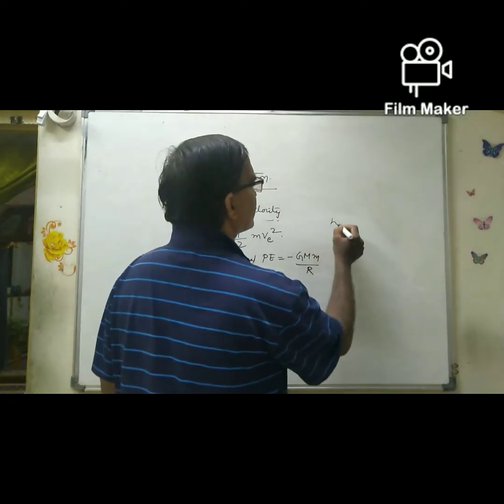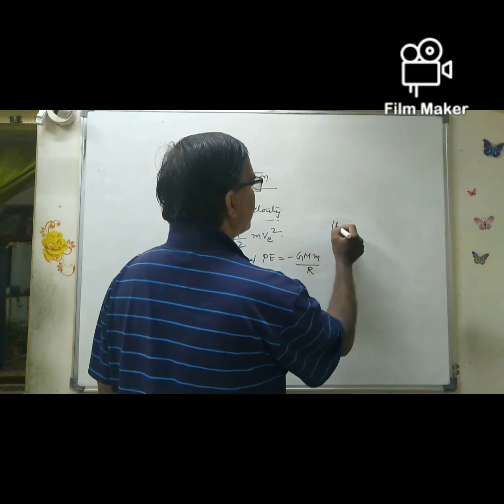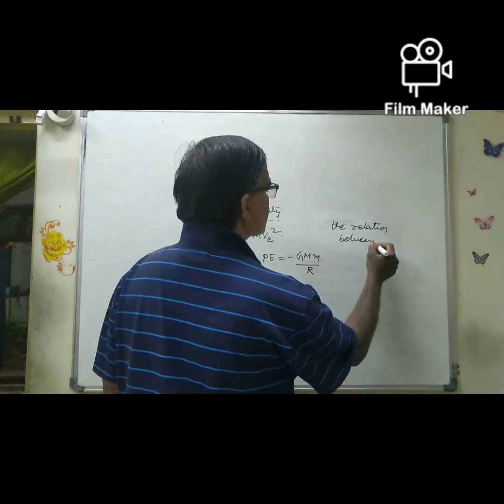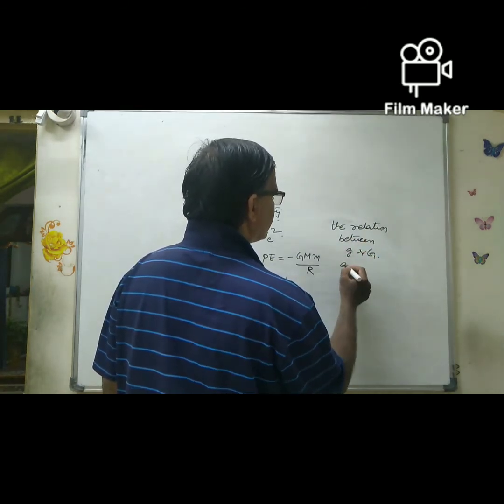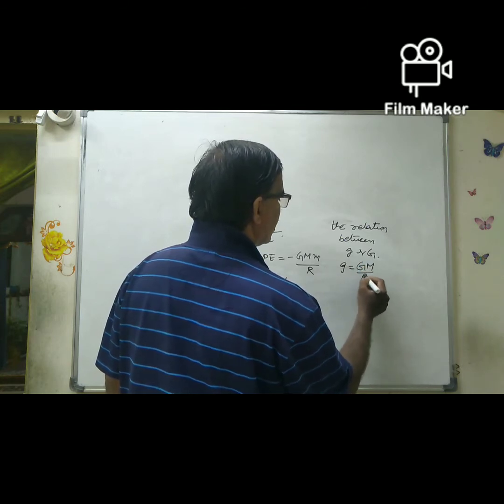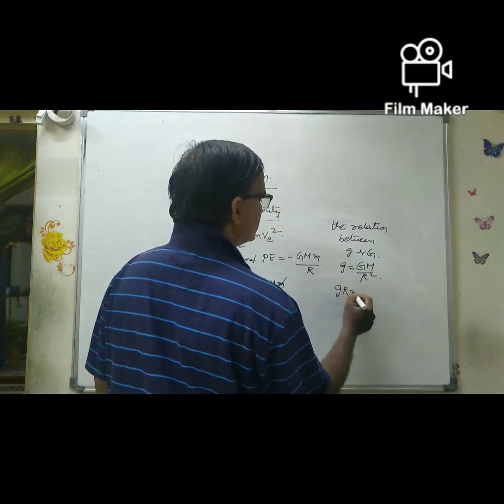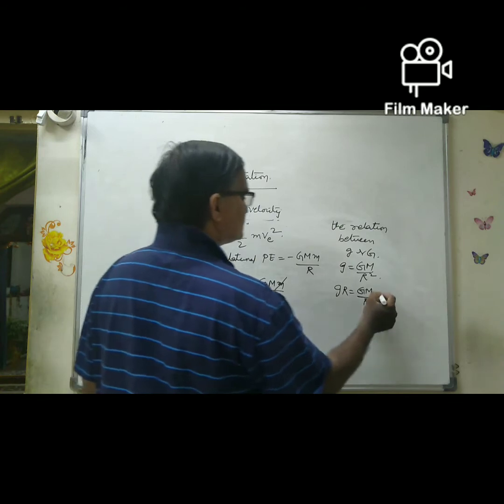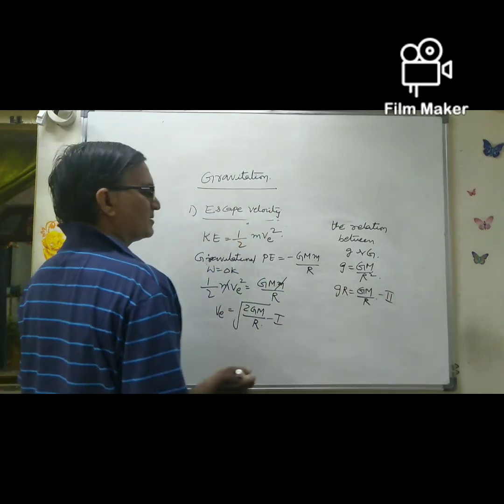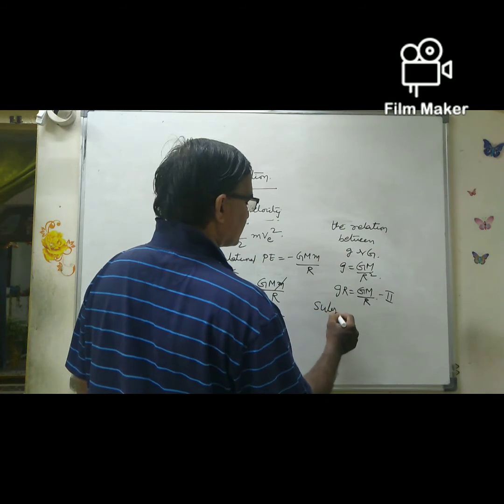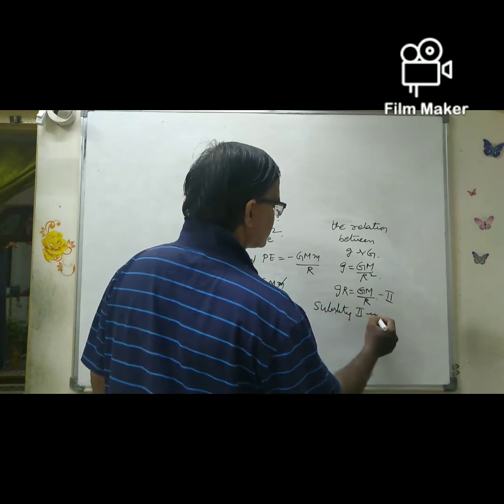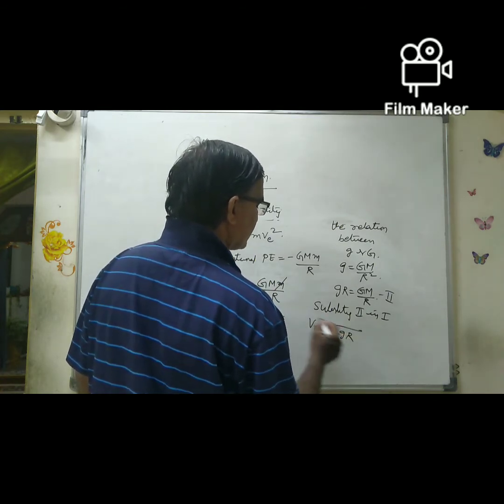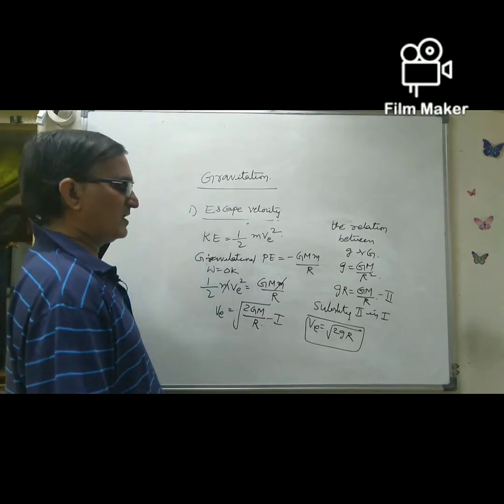Now we have the relation between small g and capital G, given by g is equal to GM by r square. Now gR is equal to GM by R. This is first, this is second, and this is v escape. Substituting second in first, what you have is v is equal to the square root of 2gR. This is the expression for escape velocity.